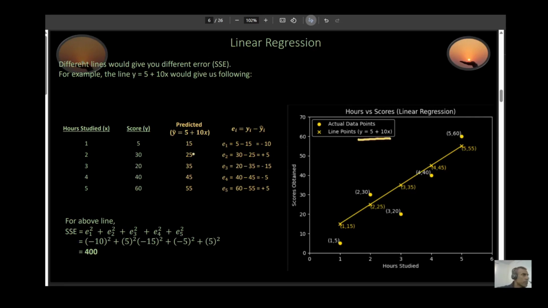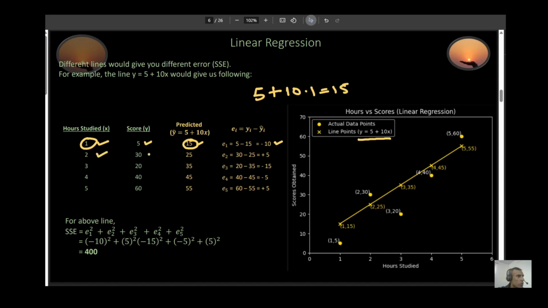It's a different line. Now for this line, in this particular instance, my hours studied is 1, my actual score was y, and my predicted score based on this line is 15. You can calculate that very easily. Your predicted y in this case is 5 plus 10 times x. In this case, my x is 1, so 10 times 1, and the answer comes out to be 15. So this line is predicting my score to be 15. And my error would be the actual value of y minus the predicted value of y, which is 5 minus 15, which is minus 10. You can do the same thing with the second point.